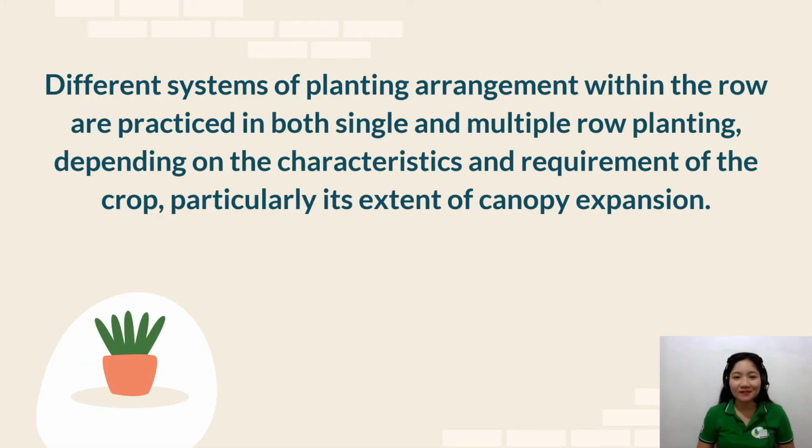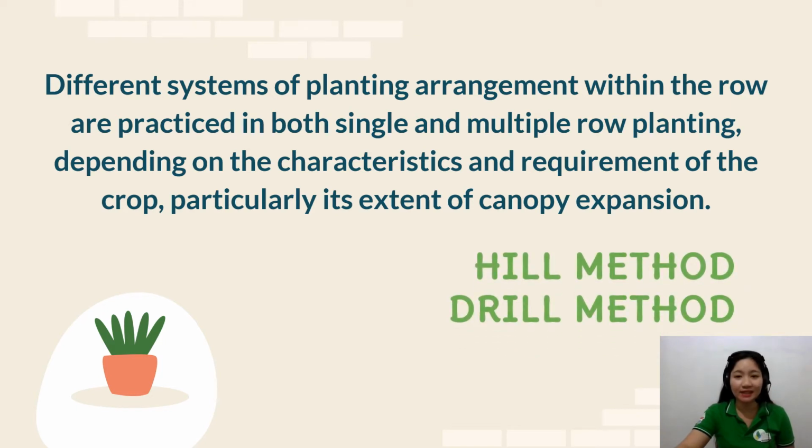Class, different systems of planting arrangement within the row are practiced in both single and multiple row planting, depending, of course, on the characteristics and requirements of the crop, particularly its extent of canopy expansion. So in the hill method of planting crops by direct seeding, the crops are arranged singly or in groups, at uniform distances. But in the drill method, the only consideration is a uniform number of plants per linear meter.